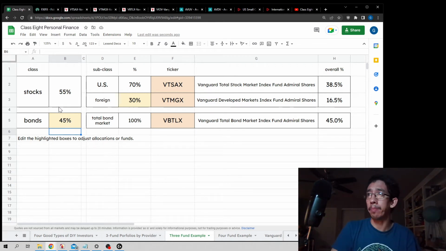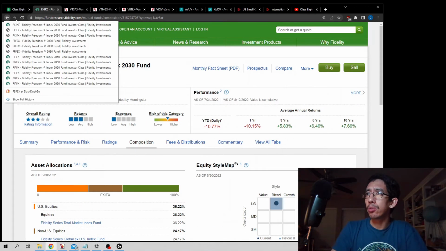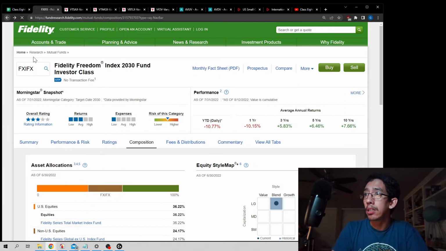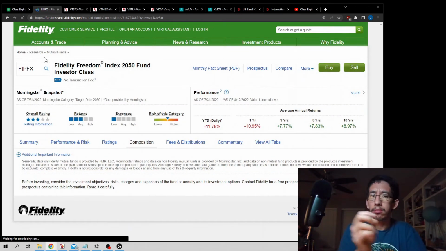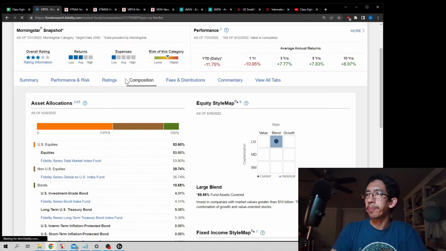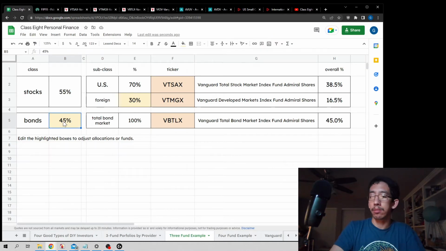You could also just plagiarize a target date fund. Let me go back to Fidelity Freedom 2050. It was Fidelity Freedom Index 2050. See, it's confusing. Fidelity Freedom Index 2050, and note that it is only 10.65% bonds. So according to Fidelity's recommendation, maybe you should make this in the spreadsheet, if you are retiring in 2050, like I am, only 11% and your stocks 89%. But okay, this is a call that you have to make on your own, depending upon your overall situation.